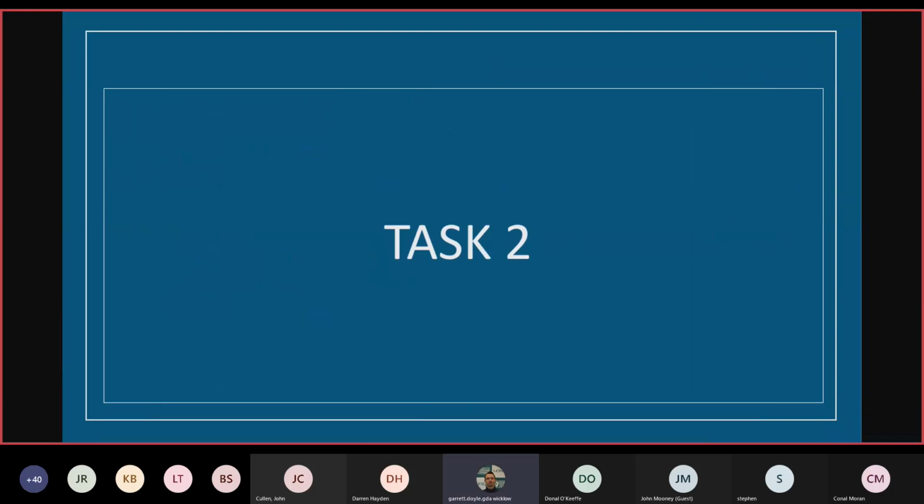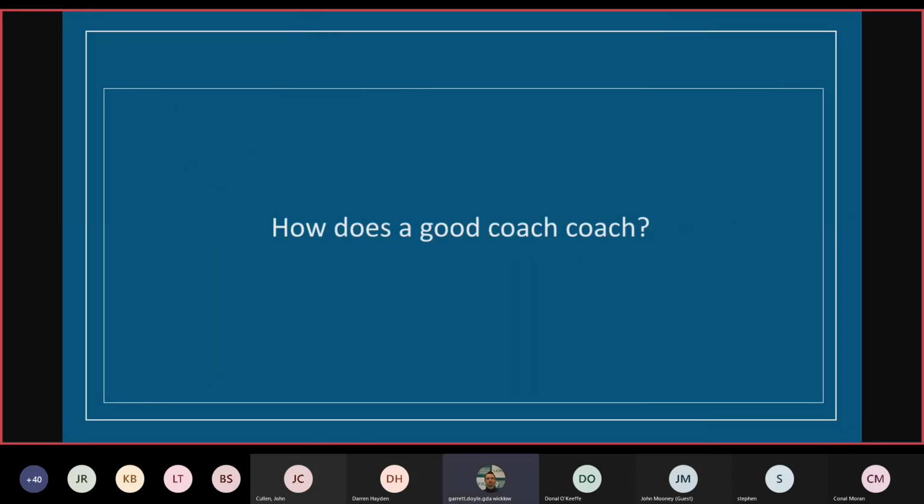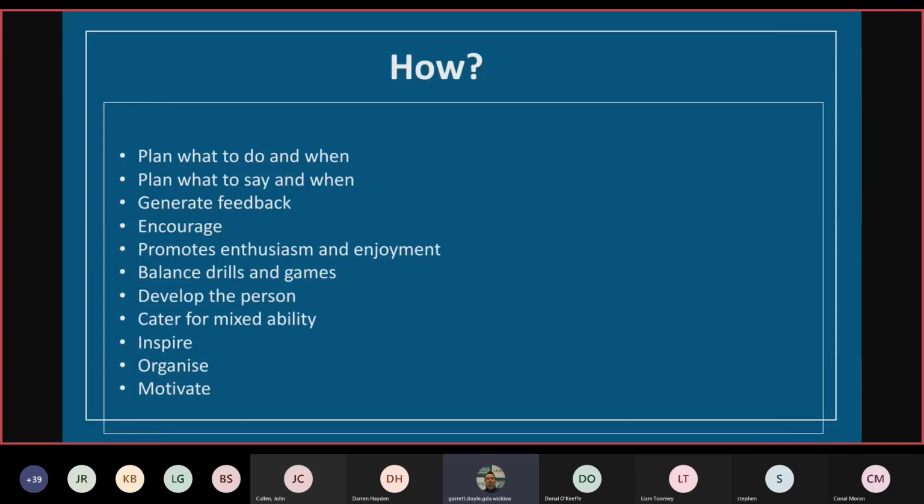Task two, again, just give you a few seconds to think. You know what to coach. How does a good coach coach? So you've researched, you know what you should be doing with the players. Now can you make benefit of that and coach it correctly? So again, how does a good coach coach? So you could know what to coach, but you could be doing it incorrectly. So here's some possible answers, or answers we get back.